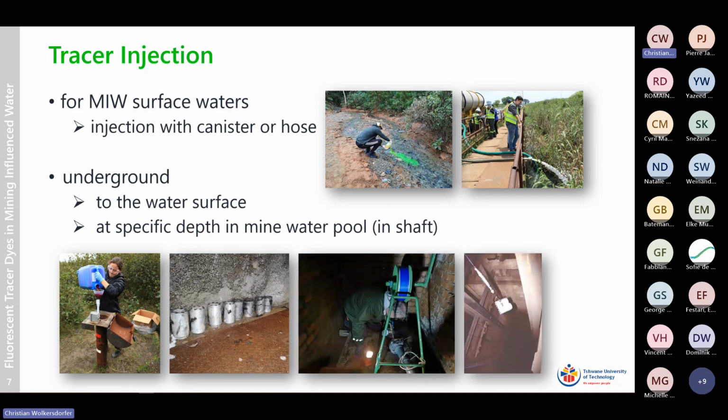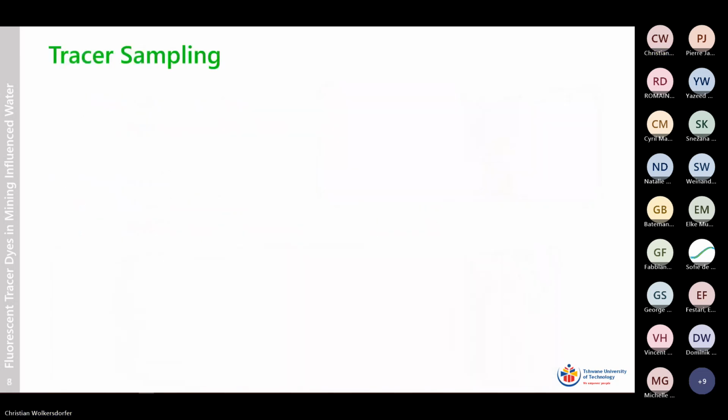The other option is to lower down a device we have to a specific depth, let's say 300 meters depth or 500 meters depth. And then this device opens and releases the tracer at a certain depth we want to have it in the mine. Let's say at the second onsetting station, where the gallery is connected to the shaft. And this is a very different and unique option to conduct the tracer test.